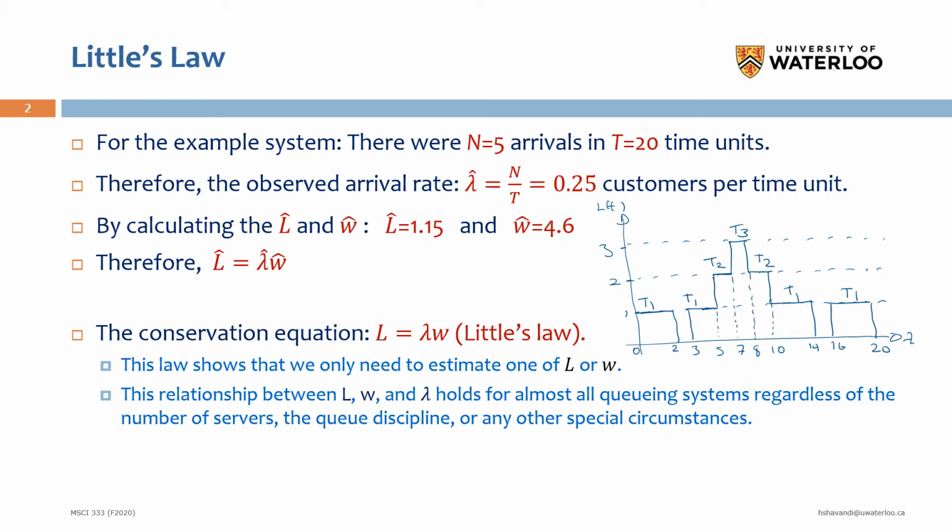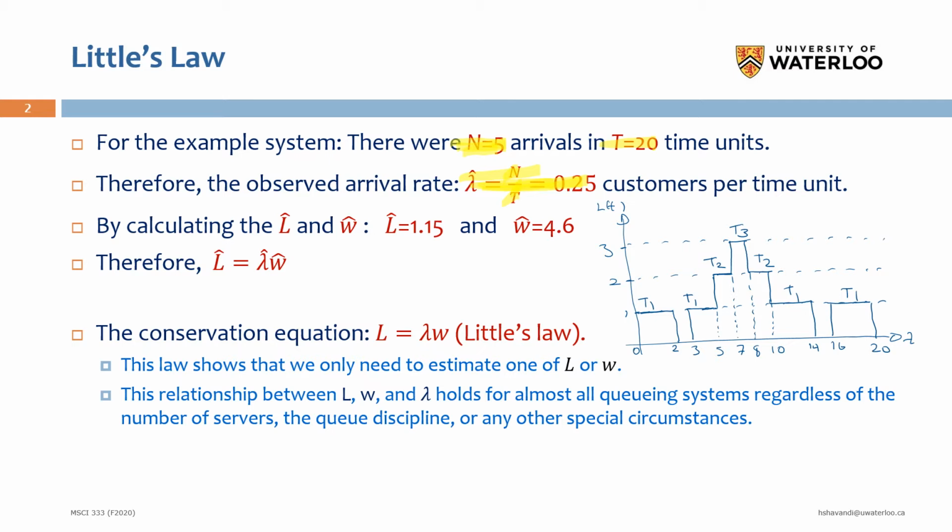In this example, we have 5 customers in total coming to our system in 20 time units, let's say minutes. So we have in total 5 customers during 20 minutes. If we divide n by t, the total time, it will be an estimation for the arrival rate. So if we divide n by 20, we have 0.25.